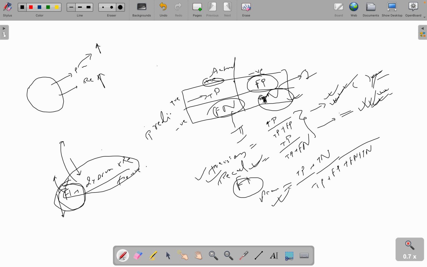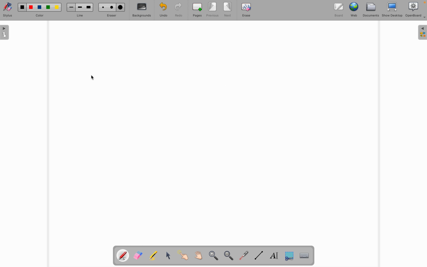And then comes accuracy. So accuracy is true positive plus true negative, divided by true positive, false positive, false negative, and true negative. So this will give you the accuracy of your model. Yeah. So now we are going to see how to select the important features for the model.